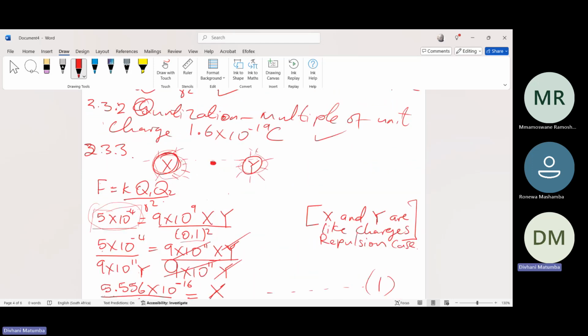It is 0.05 because the distance between the two charges is 100 millimeters. So halfway will be 50 millimeters. This will be 50 millimeters from this charge and also 50 millimeters from this one.